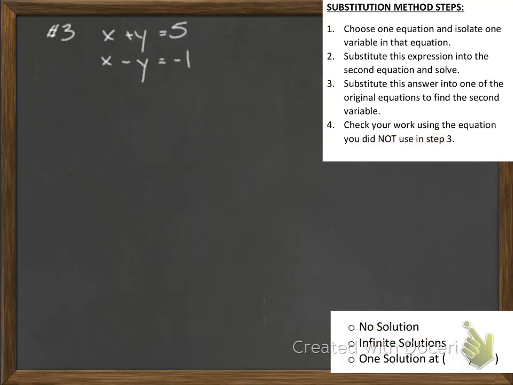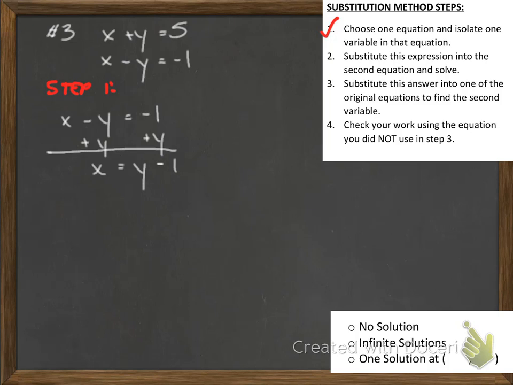Example 3. Remember, our first step is to choose one equation and isolate one variable in that equation. You have different options here, so you can choose any one that you want. For me, I'm going to choose the equation x minus y equals negative 1, and I am going to add y to both sides so that I have x equals y minus 1. Remember, you may make a different decision. You may pick a different variable or a different equation. That's absolutely okay. You should still get the same answer.